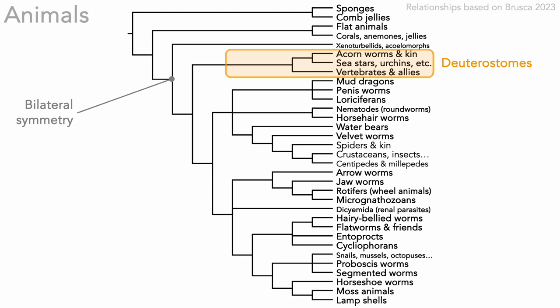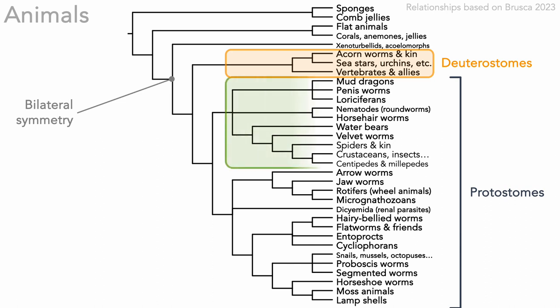Moving on to the protostomes, you should notice that there are two main branches. This first clade is called ecdysozoa, and their name refers to their molted outer cuticle. In many, this cuticle is very hard and tough, functioning as an exoskeleton. The largest phylum in the ecdysozoa is arthropoda, and within it, we have spiders and kin, crustaceans, including insects, and the myriapods, centipedes and millipedes.